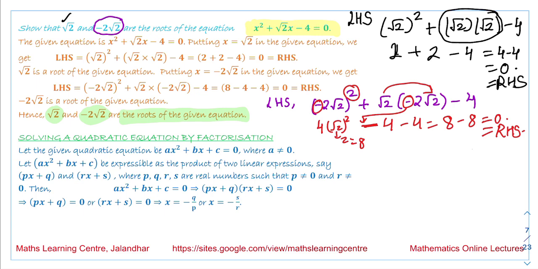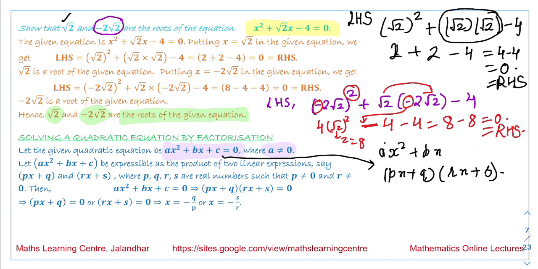Now next we have solving the quadratic equation by factorization method. A quadratic equation is given to us: ax square plus bx plus c is equal to 0, where a is not equal to 0. We factorize this equation by the method of splitting the middle term, and we obtain that it has two factors. One factor is px plus q, and the second factor is rx plus s. It means the equation ax square plus bx plus c can be written equal to this, and this value is equal to 0.